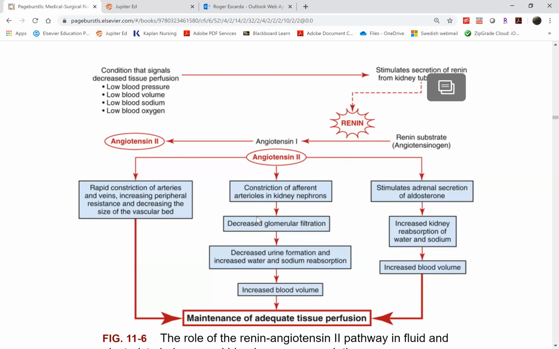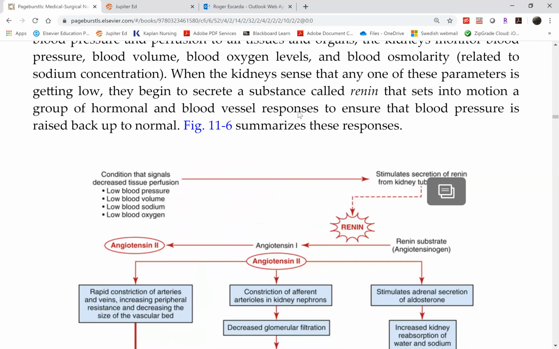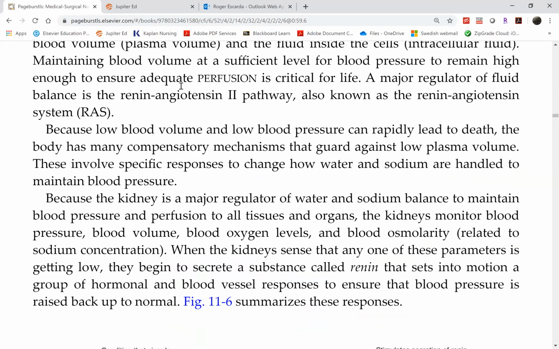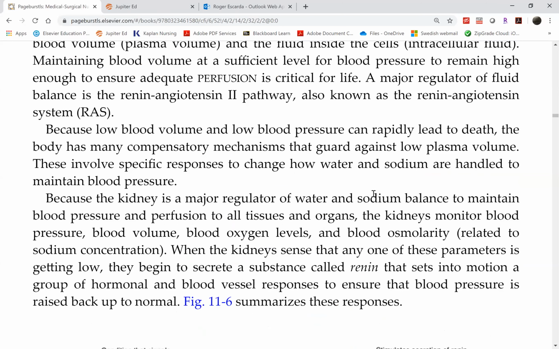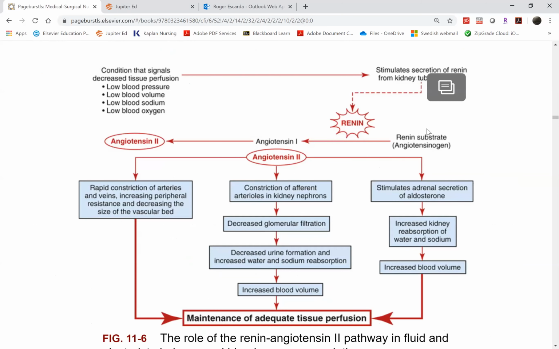So the triggers for your RAS system, so this is the Renin-Angiotensin-Aldosterone System, RAAS. So there's two parts here. Here's the renin-angiotensin, and the aldosterone system is here. So what causes it to be stimulated? So these are the triggers. You either have low blood pressure, low blood volume, low oxygen, low sodium.